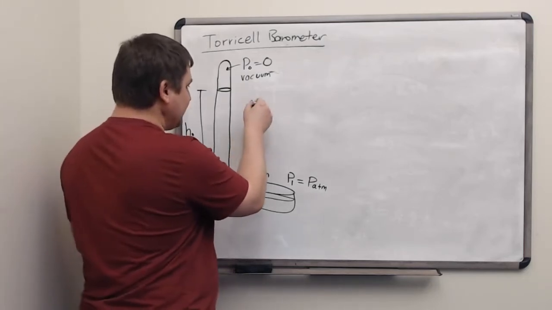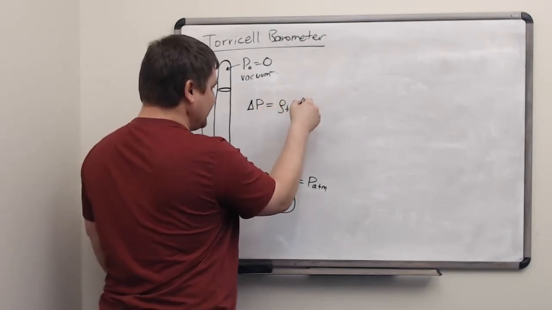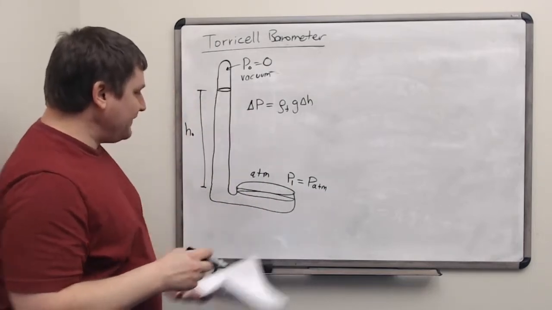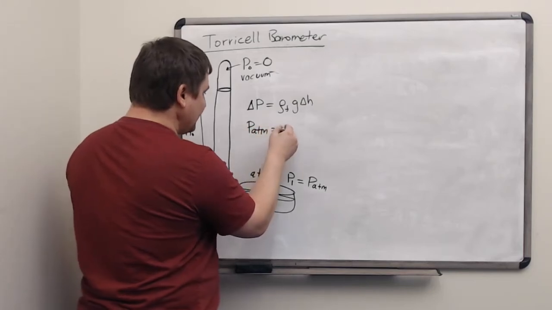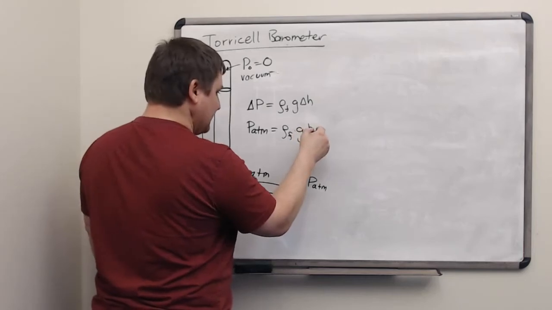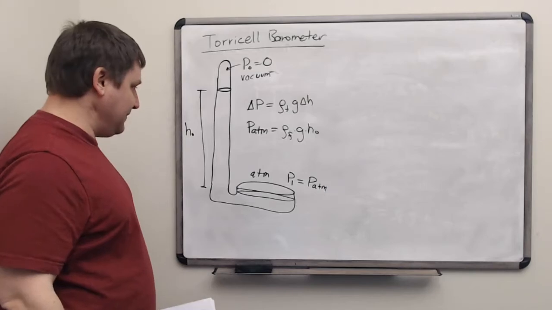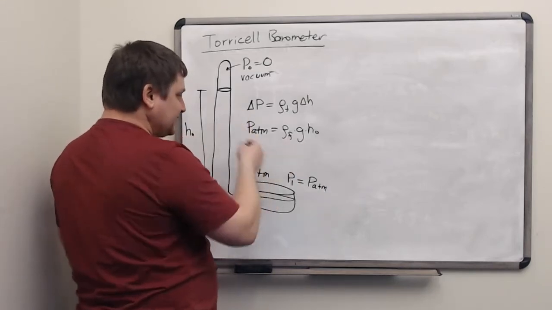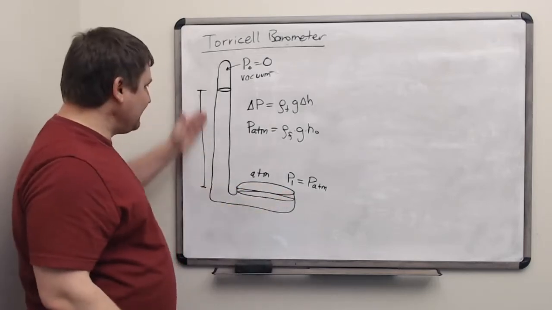So if we apply the ideas of the manometer to this Torricelli barometer, we see that the delta P between the two sides will equal rho of the fluid times g times the delta H. And now, since one side is vacuum and the other side is the atmosphere, we can say that the pressure of the atmosphere is equal to the density of the fluid times the acceleration of gravity times the height of the column on the left side. So the barometer gives us a way to measure the pressure of the atmosphere over here by looking at the height of this column.